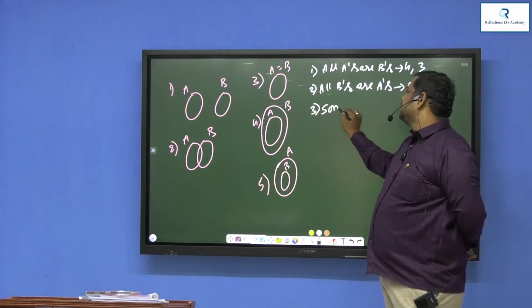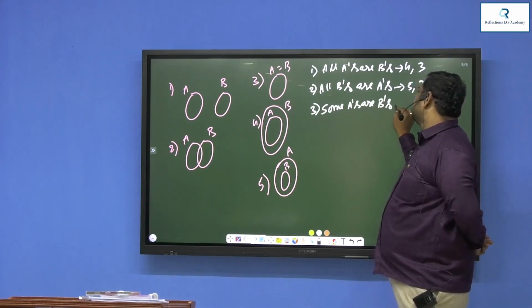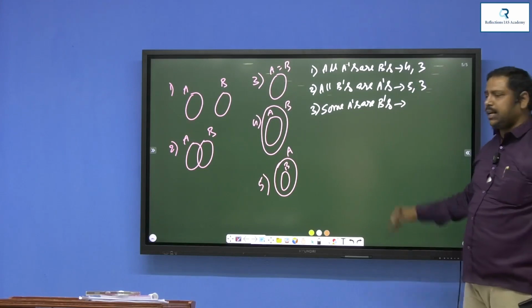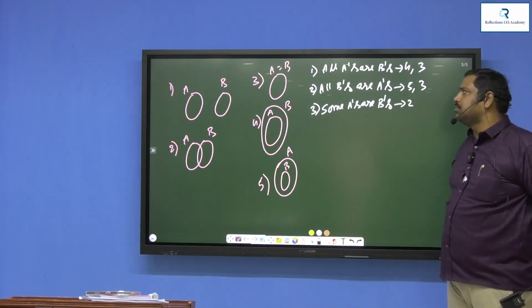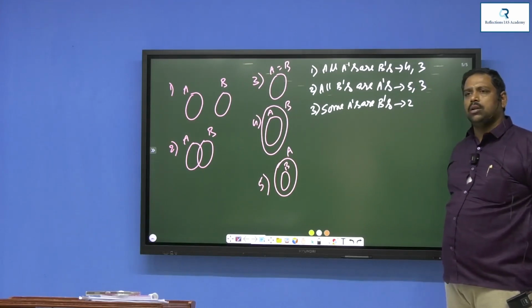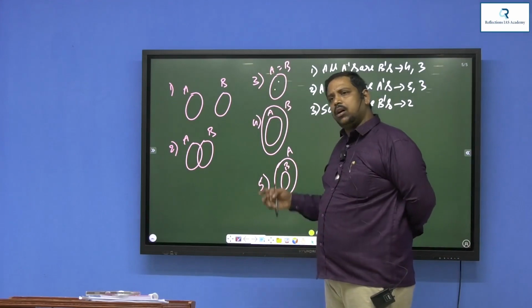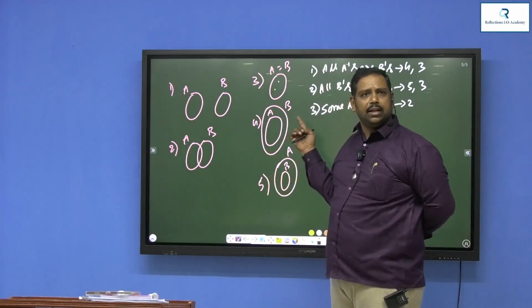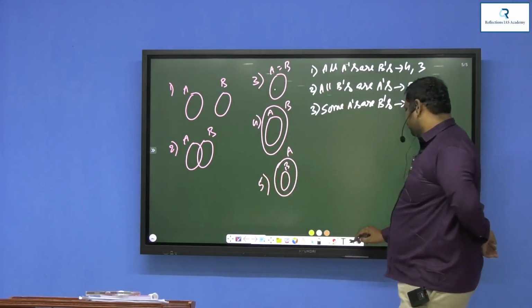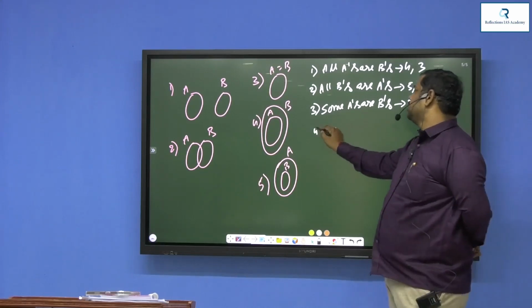Next one. Some A's are B's. What is the basic diagram? Second. What are the alternate diagrams? Only 4, 5 or 3 also? These are A's and B's also, so that is also right. So 3, 4, 5.